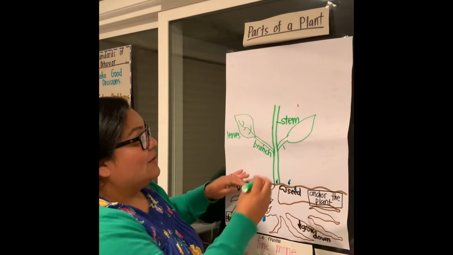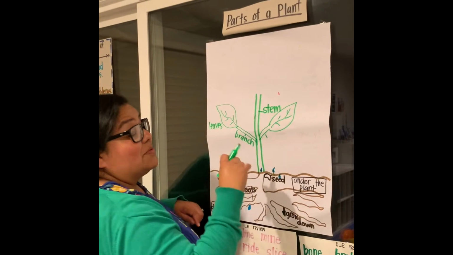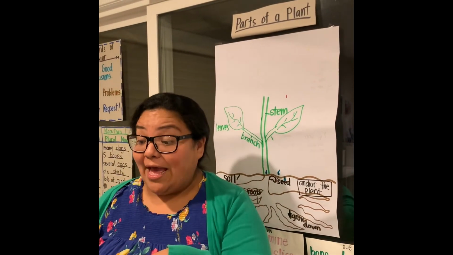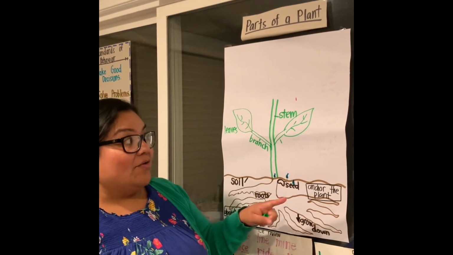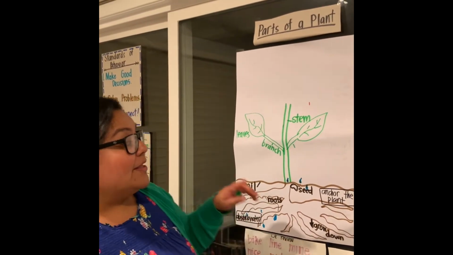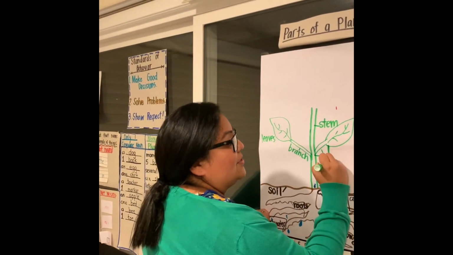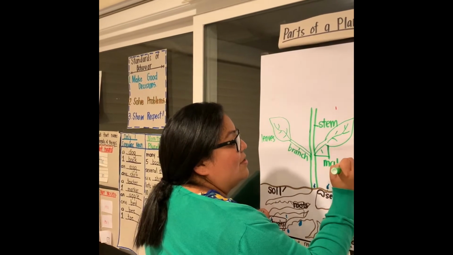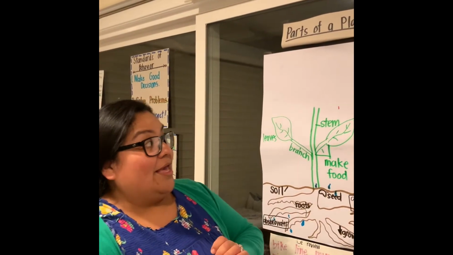Okay? So the leaves are very beautiful on a tree, on a plant. Sometimes people rip off the leaves. Don't do that. You know why? Because the leaves are very important. Let me tell you about the leaves. The leaves make food. Can you say that with me? Make food.